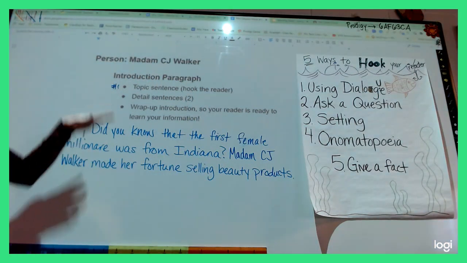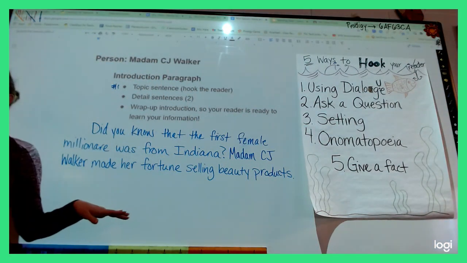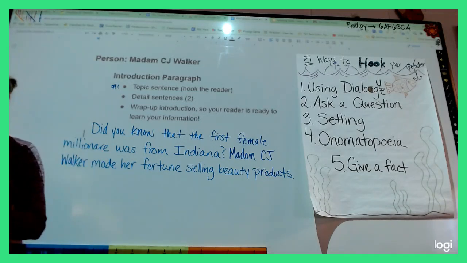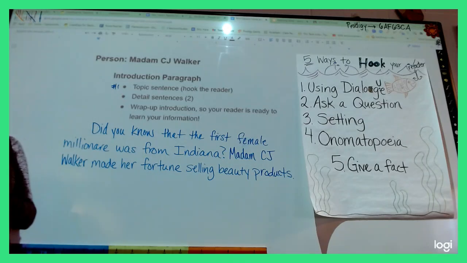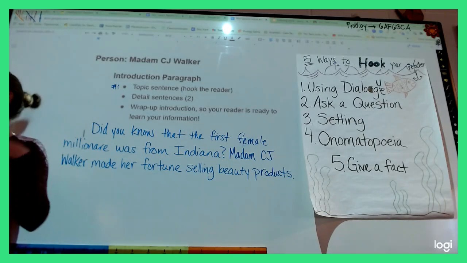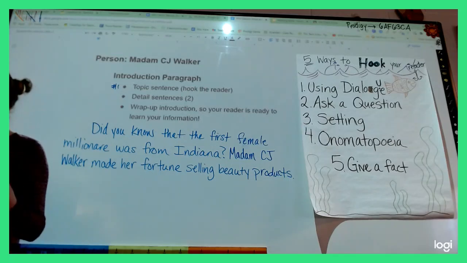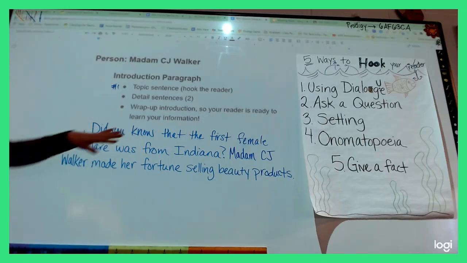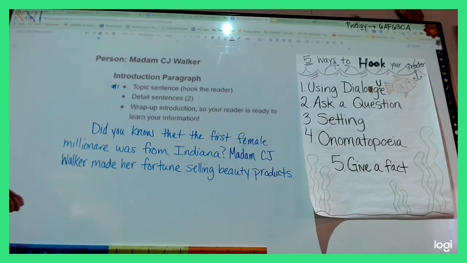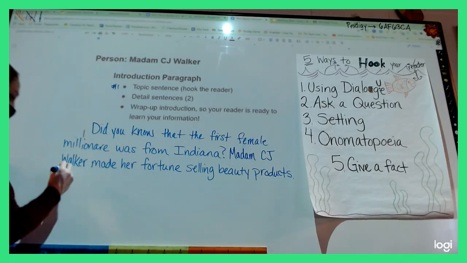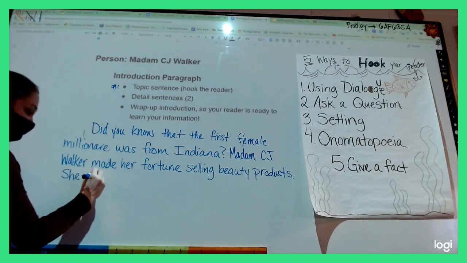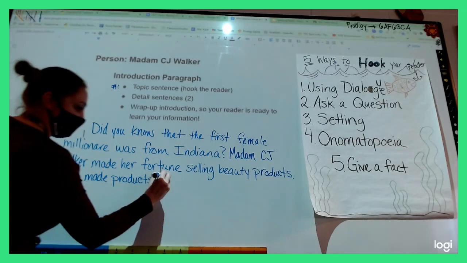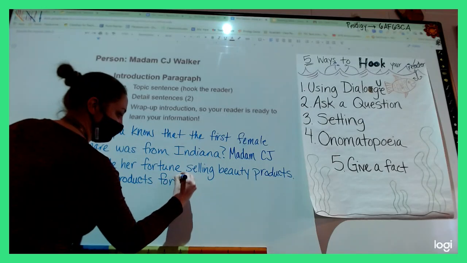Okay, now what have I not brought up in this introduction paragraph that is the entire reason we're doing these research papers? Hayden? For Black History. Okay. Do I need to mention somewhere in my introduction something about the fact that she's an African American? Yes. Okay, we need to make sure that that's in here. Did you know that the first female millionaire was from Indiana? Madam C.J. Walker made her fortune selling beauty products. She made products for Black Americans.